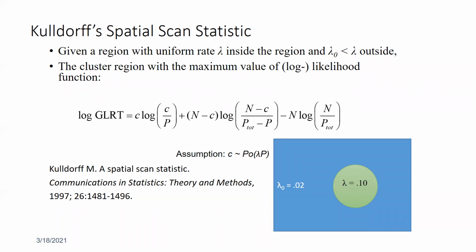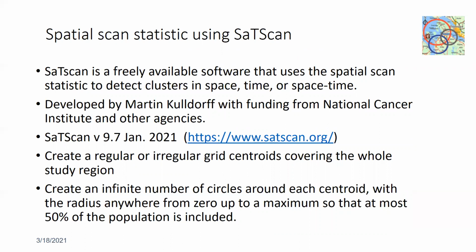the test statistic is the likelihood ratio test. Actually, it's the log likelihood ratio test. The highest value represents the most likely cluster region. We compute the score function of the generalized log likelihood ratio test and find the region with the maximum value of these scores. And we've used a free software, SaTScan, for this calculation.